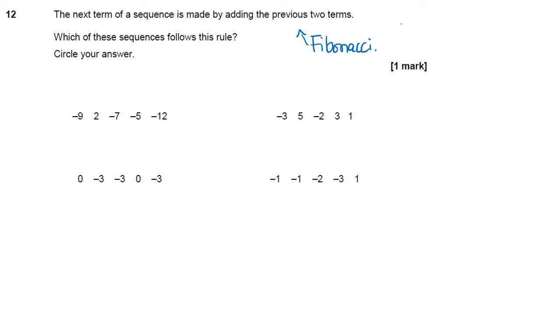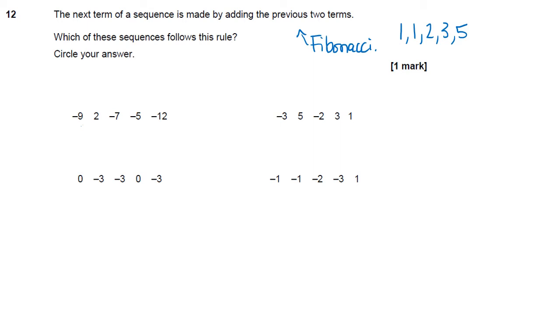Okay, so you may be familiar with that series of numbers. So you take every term, add them together, and get the next term. So let's just look at these one at a time, and hopefully it might be the first one and not the last one. So minus 9 plus 2, what does that equal? Minus 9 plus 2 gives minus 7.